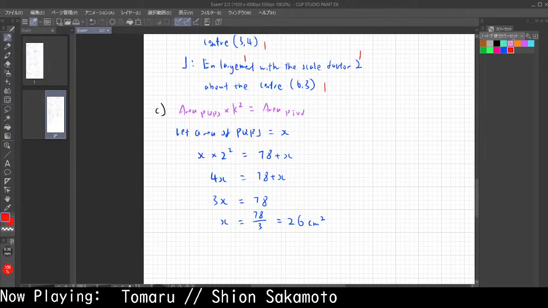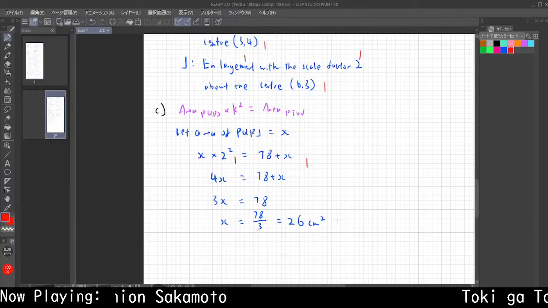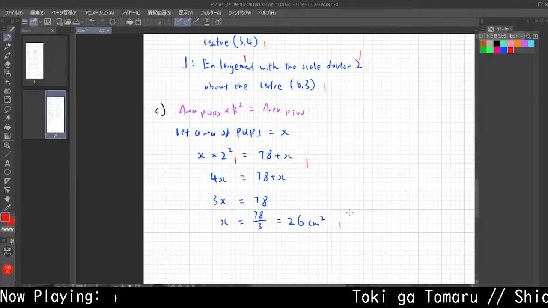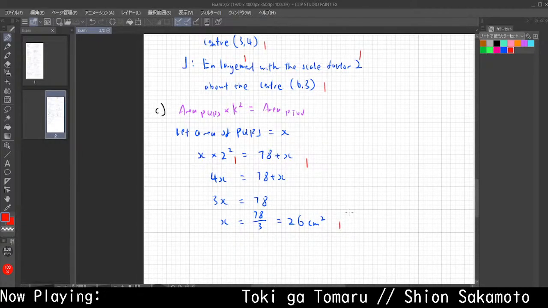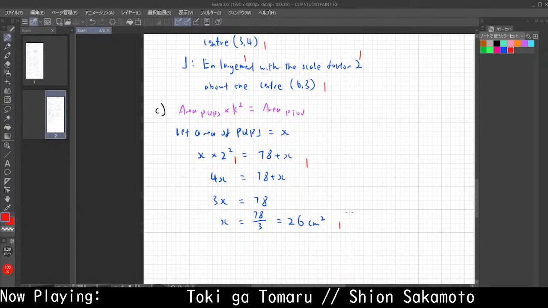For 3 marks, the marking scheme says writing this gives you 1, writing this gives you 1, the answer gives you 1. Yep, so we basically have that. Okay, that will be question 13 done and dusted. Next.